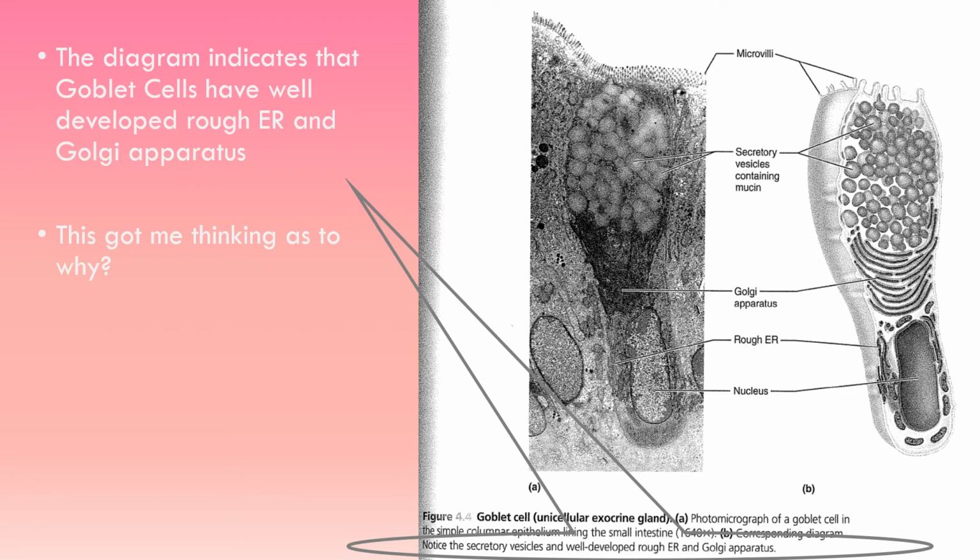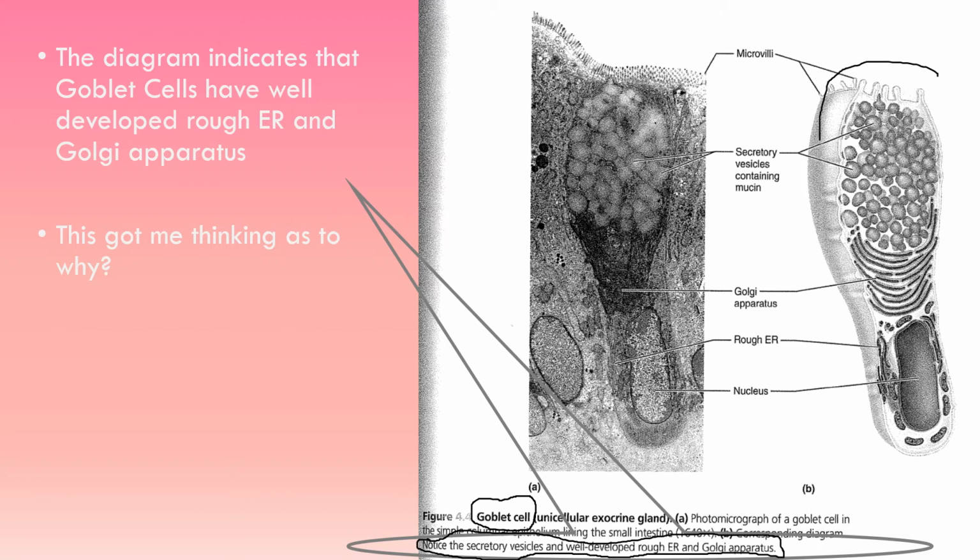So I found this image in Marieb, actually, Elaine Marieb's book Human Anatomy and Physiology, and I noticed at the bottom there, this was talking about a goblet cell. It didn't really say much in the text, but it says, notice the secretory vesicles and well-developed rough endoplasmic reticulum and Golgi apparatus, which got me thinking, why is that? So why has it got excellent Golgi, excellent rough endoplasmic reticulum, and loads of vesicles?